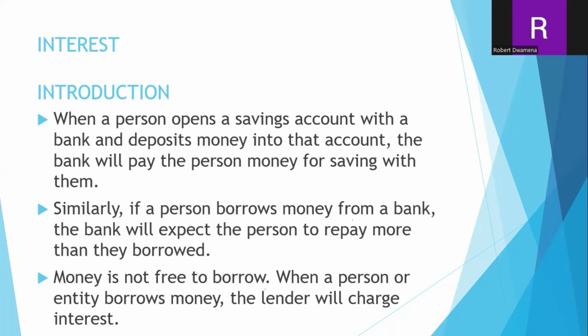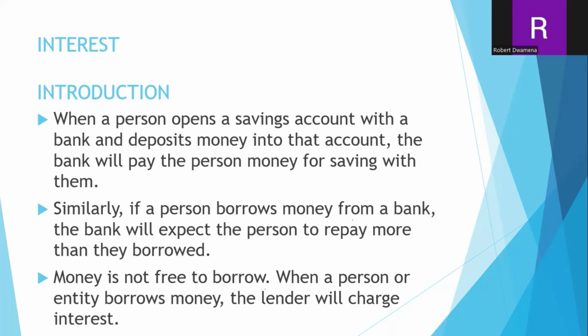So now let's move on to the interest. When a person opens a savings account with a bank and deposits money into that account, the bank will pay the person some amount of money because the person is saving with them. That amount that the bank pays to the savings account holder is what we call the interest. For instance, if someone opens a savings account and deposits 500 cedis, and at the end of the month the bank credits the customer's account with 20 cedis as interest on the savings, that 20 cedis is what we call the interest.